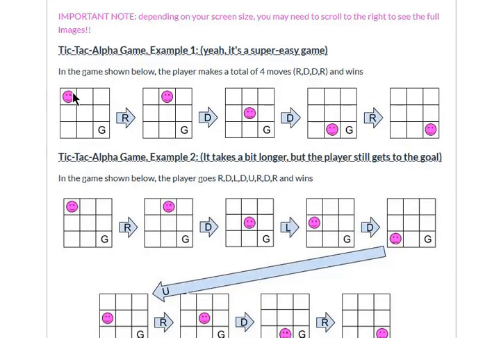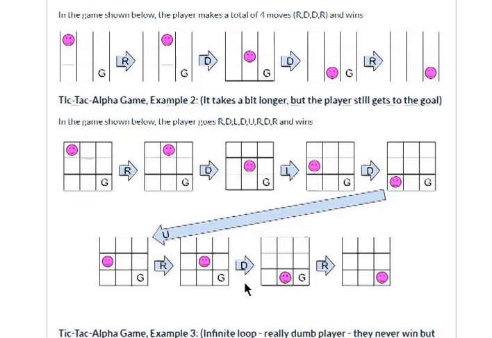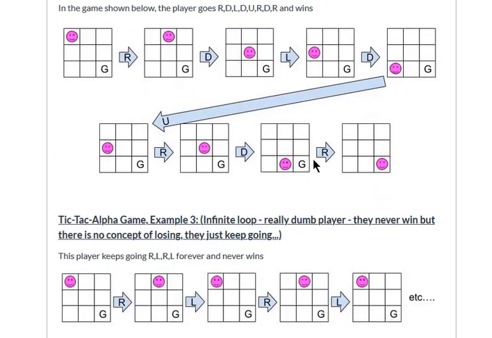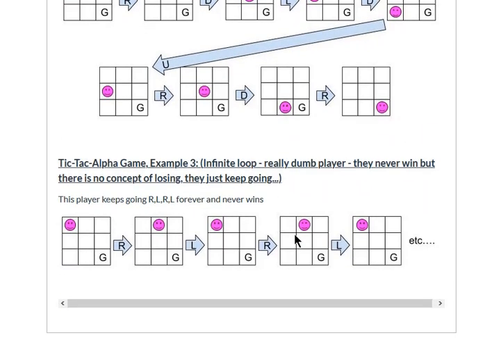So here's a game where they make one move, they go to the right, then they go down, then they go down, then they go to the right, and they win. Here they go right, and then they go down, and then they go left, and then they go down, and then they go up, and then they go right, and down, and right, and they're at the goal.